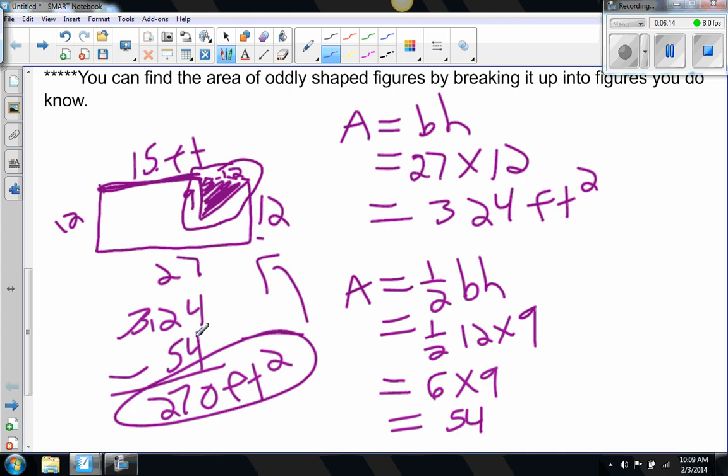So you can do it, you have to break it into two pieces to be able to figure it out. So we're going to use what we know to find what we don't know. There's going to be all kinds of different strangely shaped figures in our assignment that we're going to do, but we're going to use all the pieces we've learned to be able to figure it out.